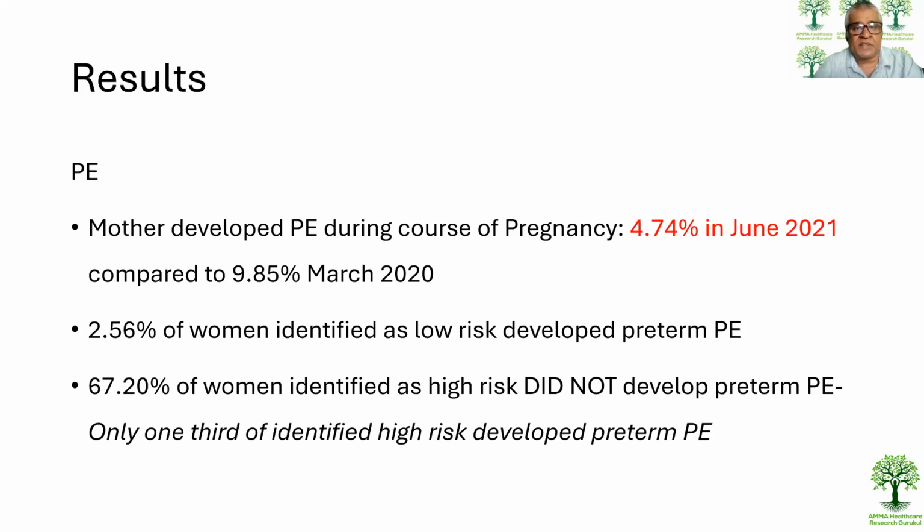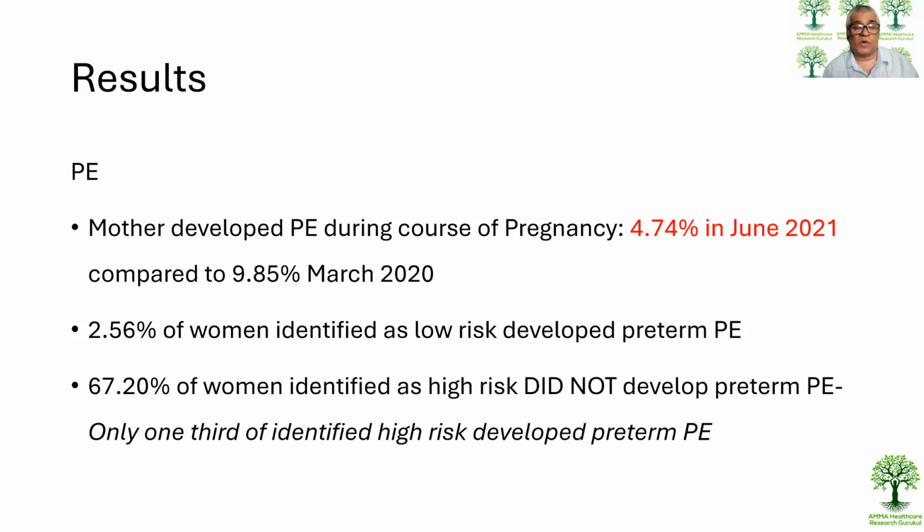What are the results that we have seen till now? Well, we have seen that the mothers who develop preeclampsia during the course of pregnancy show a drastic reduction, significantly drastic, 4.74% in June 2021 as compared to 9.85% in March 2020. So that's almost a 50% reduction. We also found that only 2.56% of women, that's less than 3% of women who were identified as low risk, develop preterm preeclampsia during the course of pregnancy. So only a small percentage of those women identified as low risk actually develop preterm preeclampsia. So the pickup is working well.